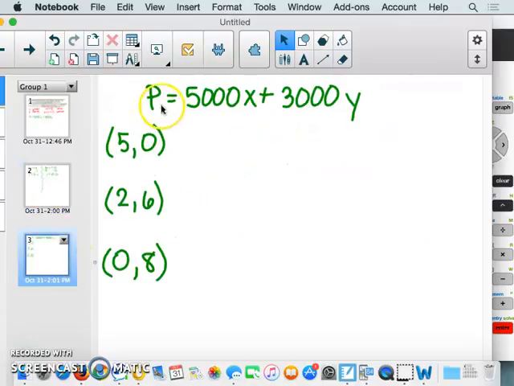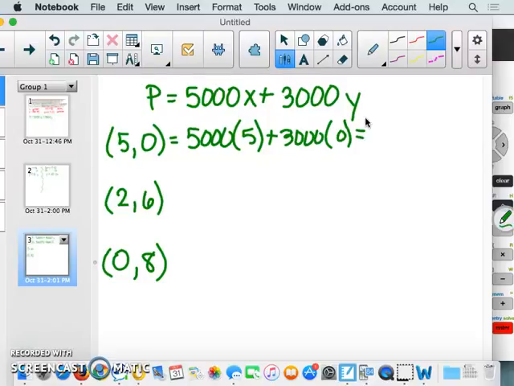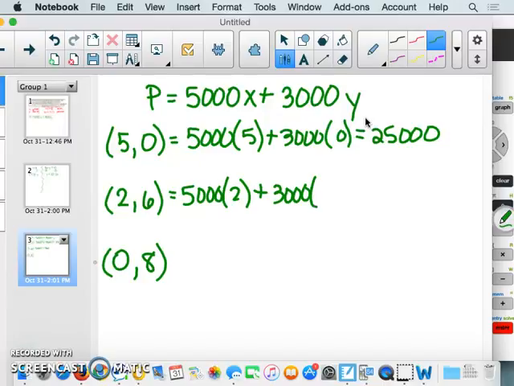And we can test them by putting them back into the profit function. So 5, 0, that's when x is 5 and y is 0. When that goes in the profit function, it would look like 5,000 times 5 plus 3,000 times 0 is 25,000. Putting 2, 6 into the profit function would be 5,000 times 2 plus 3,000 times 6, and that is equal to 28,000.